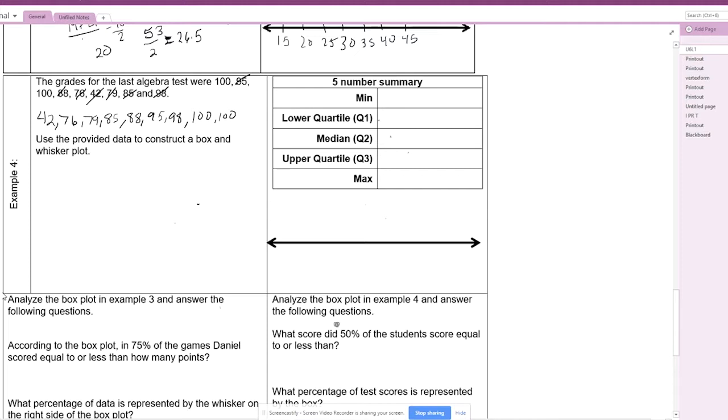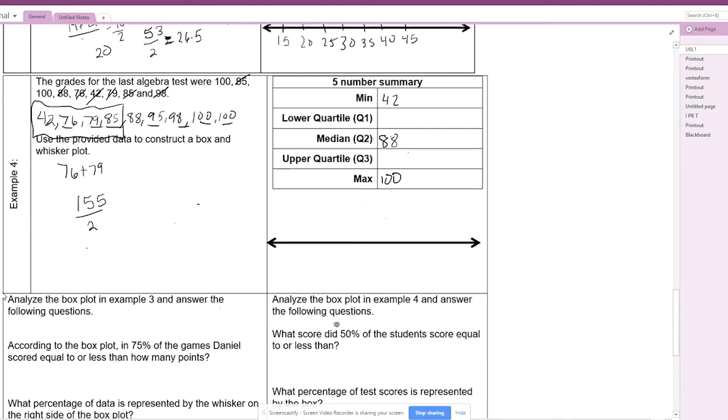So now let's do our min. Our min is 42. Our max is 100. Our quartile, let's go. Let's cross off 1, 2, 3, 3, 4, 4. So 88 is our median. All right, and then we'll do our lower quartiles first. So that's in between 76 and 79. So we add those. So we got 155.